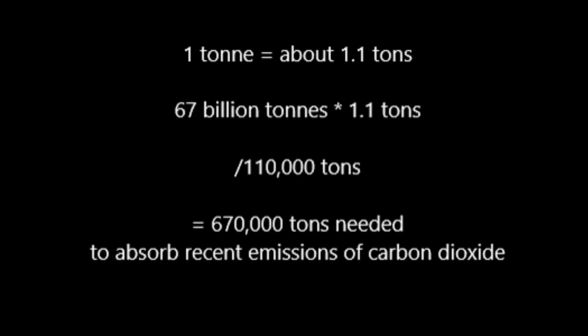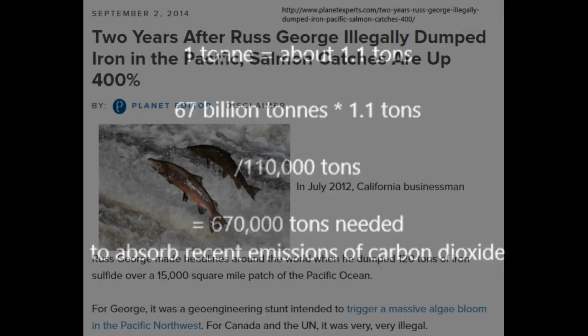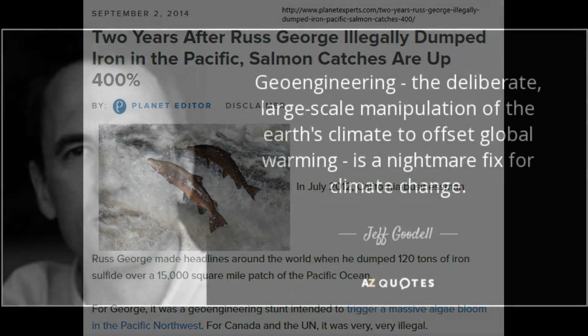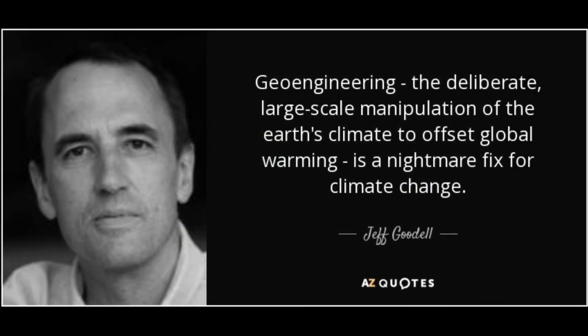So mathematically, we can estimate that you would need about 670,000 tons, TONS, to sequester all the carbon that has been absorbed in the ocean from excess carbon dioxide. That is a lot of iron. Whereas George only dumped 120 tons and he caused a local algae bloom. So can you imagine if we took all our iron stores and threw it into the ocean, how much algae would bloom, how much the ecosystem would be affected, how many dead zones you would have, how many outbreaks of toxic algae you would have?